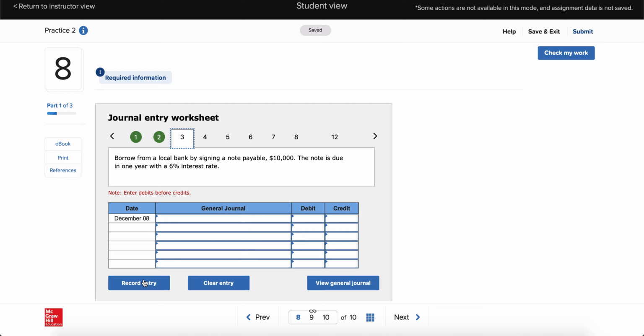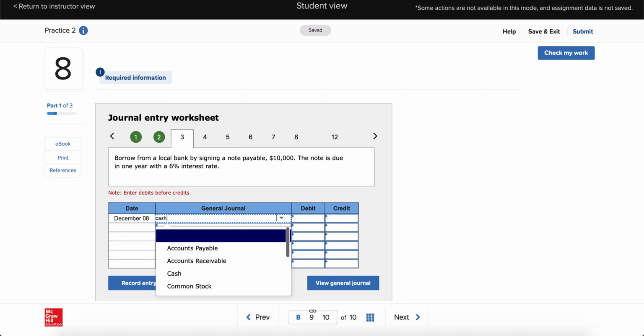Okay. Number 3, we borrow from a local bank by signing a note payable, and the note is due in 1 year with a 6% interest rate. The bottom line, all that we need to know right now is that we borrowed $10,000 on a note. We deal with the interest when it's time to pay it, or when it accrues, or at the end of the year, and we'll deal with that in the next chapter or something.